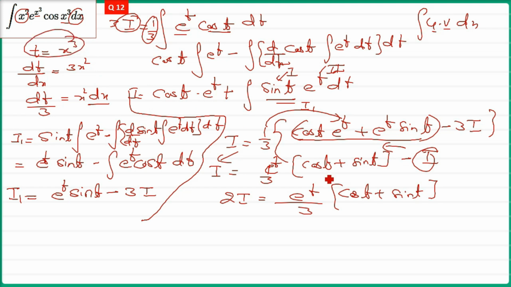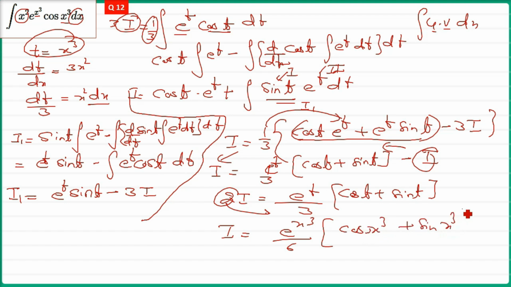Now just take t equals x cube. So bring this 2 in the denominator. I will be equal to e raised t, which is e raised x cube, over 3 twos are 6. Then we have cos x cube, because I am replacing t by x cube now, plus sin x cube, plus a constant of integration. That is your final answer.